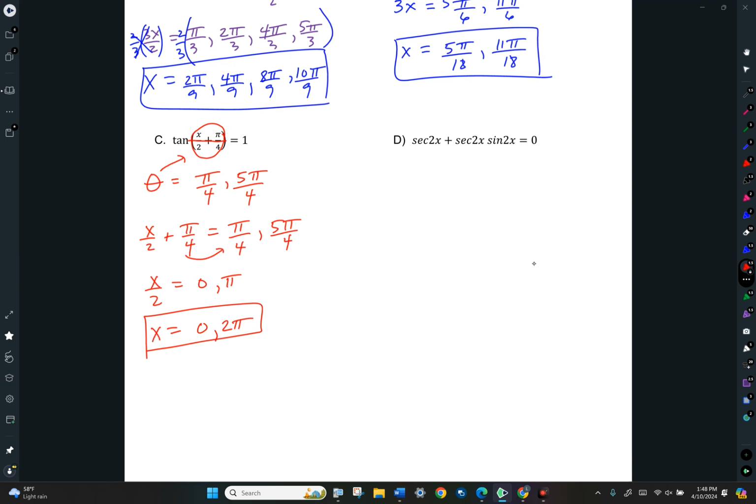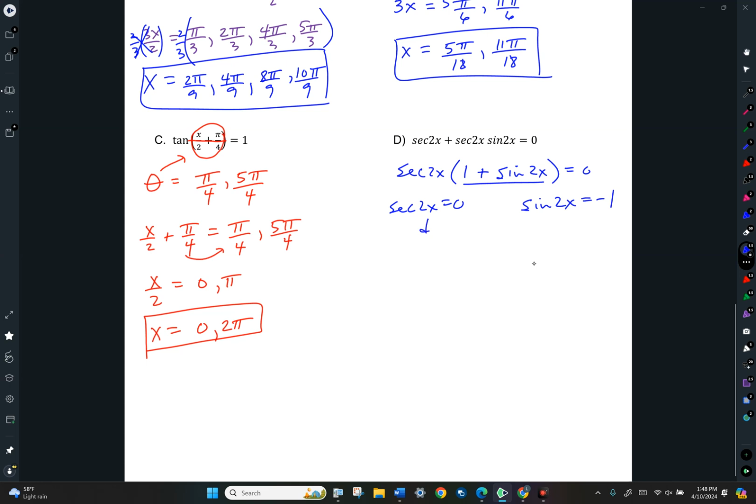Okay, last one, letter D. Notice all of the angles are 2x. All right, that's fine. I still start by factoring because I have multiple trig terms. So I'm going to factor out a secant of 2x. That's going to leave me with 1 plus sine of 2x. Okay, so either secant 2x equals 0, or if I set this factor equal to 0, I'm going to have sine of 2x equals -1.